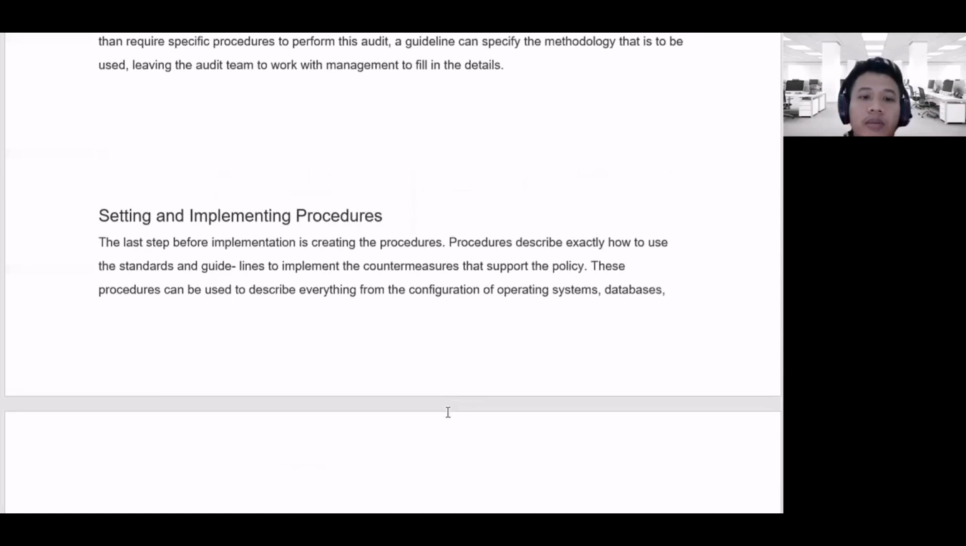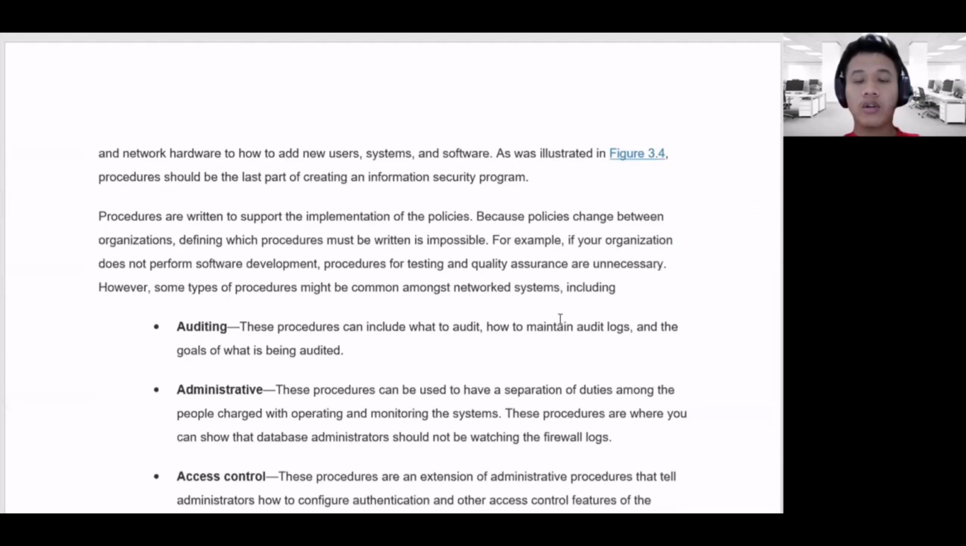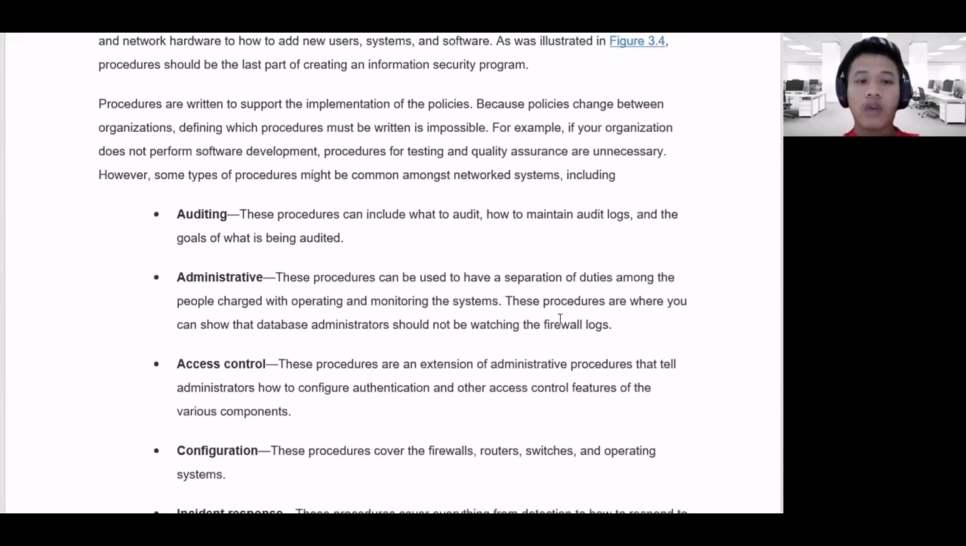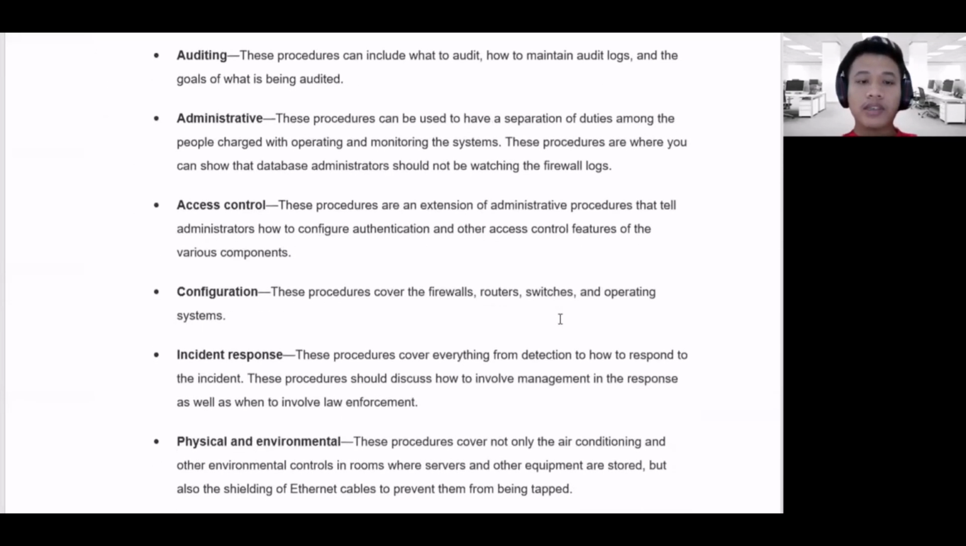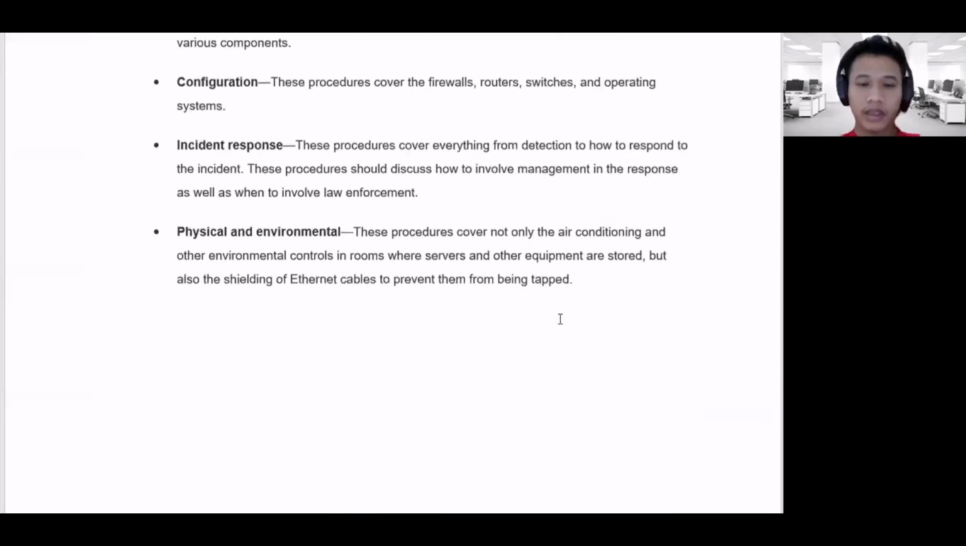Number 3 is about the procedure. The last step before implementation is creating the procedure. Everything must have a procedure in any company or any network policy. We can see that they cover auditing, administrative, access control, configuration, incident response, and physical environmental.